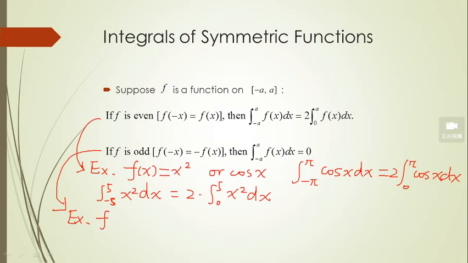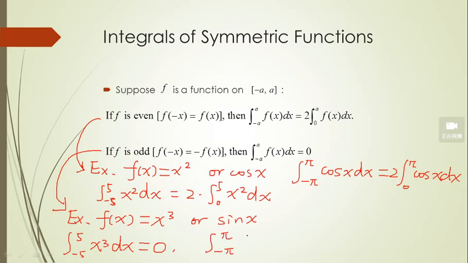An odd function f(x) equals x cubed, or the sine function, right? Or the sine function. Then from minus 5 to 5 of x cubed dx, what is the answer for the odd function? Without any calculation, it's 0. And from minus pi to pi of sine x, it's 0.